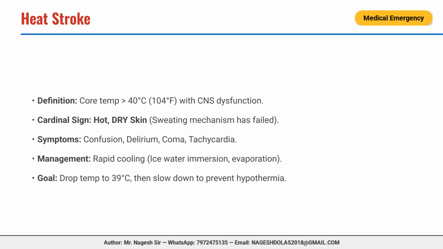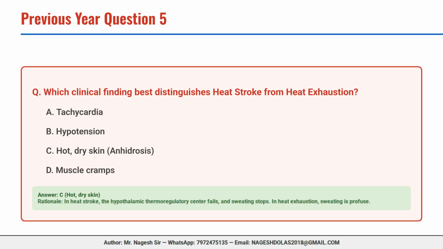Heat stroke is a medical emergency defined by a core temperature over 40 degrees Celsius with CNS dysfunction. The cardinal sign is hot, dry skin, as the sweating mechanism has failed. Management requires rapid cooling to drop the temperature to 39 degrees Celsius. The clinical finding that best distinguishes heat stroke from heat exhaustion is hot, dry skin, or anhidrosis, indicating the failure of the sweating mechanism.